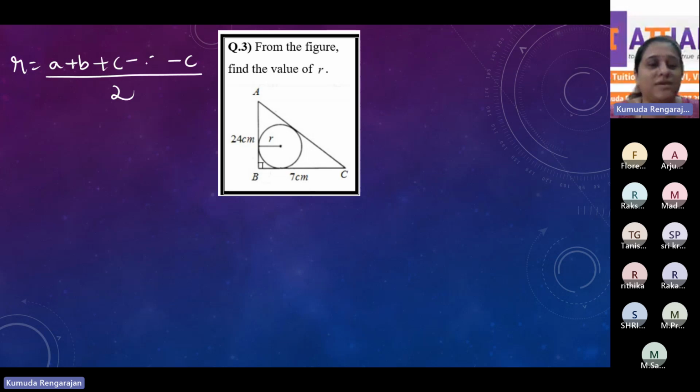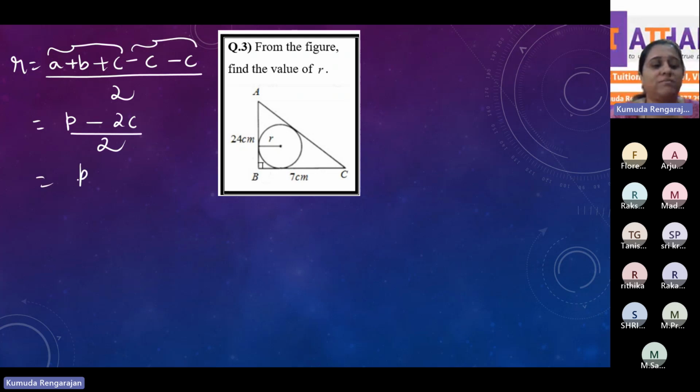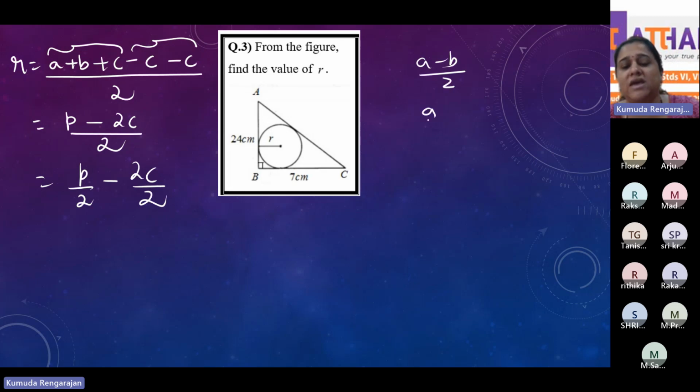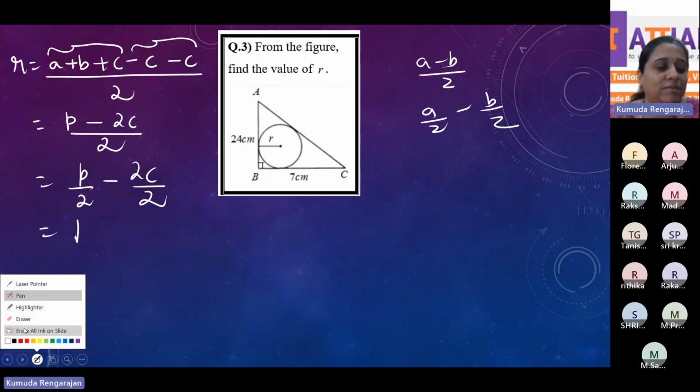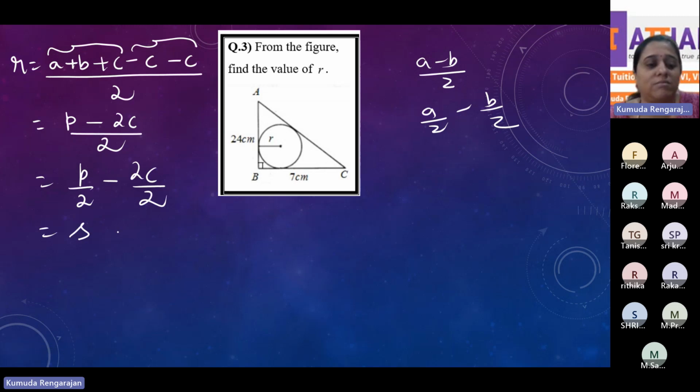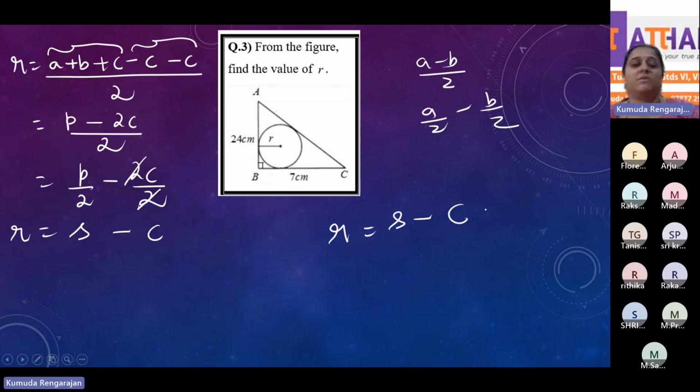If you add something, you must subtract the same thing. So this is nothing but the perimeter. I'll write P for perimeter, minus 2c, all by 2. So that is perimeter by 2 minus 2c by 2, because a minus b by 2 can be written as a by 2 minus b by 2. So P by 2 minus c, and P by 2 is nothing but the semi-perimeter. That's why inradius is also s minus c: semi-perimeter minus hypotenuse.